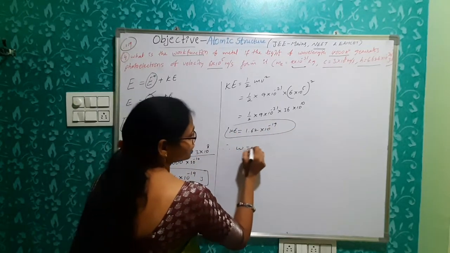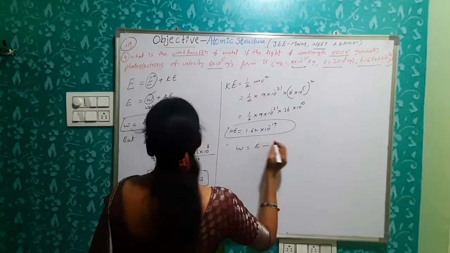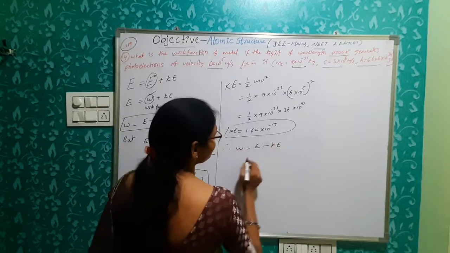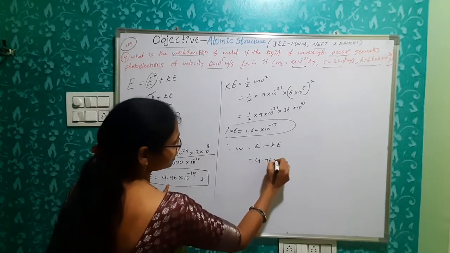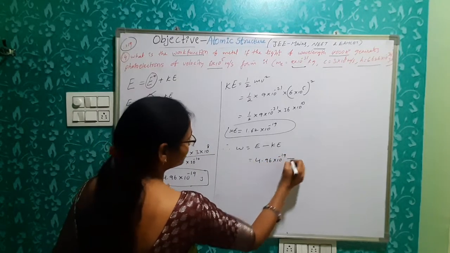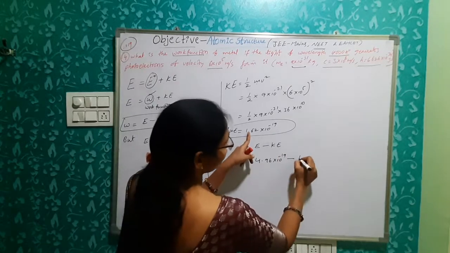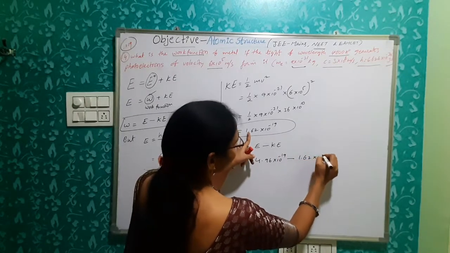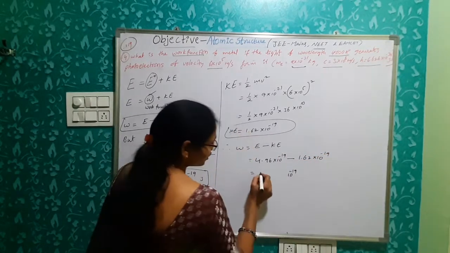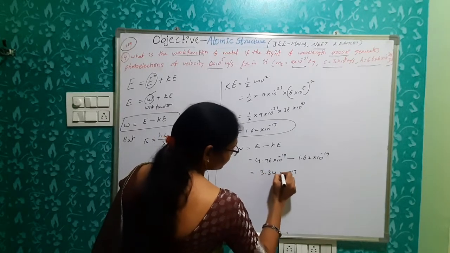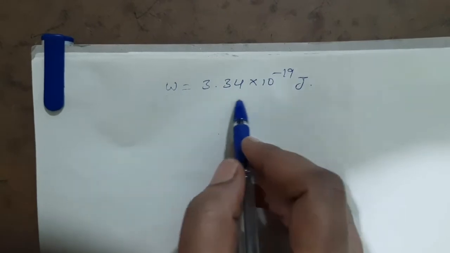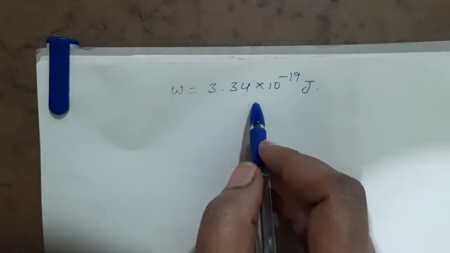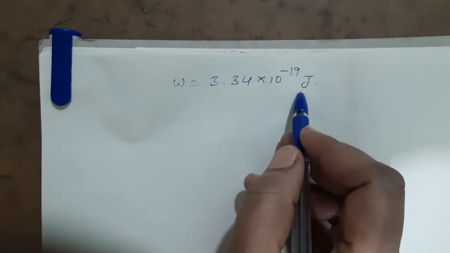Now, work function is equal to E minus KE. The E value is 4.96 into 10 power minus 19 minus 1.62 into 10 power minus 19. So, we will get 3.34 into 10 power minus 19. Work function is calculated as 3.34 into 10 power minus 19 joules.